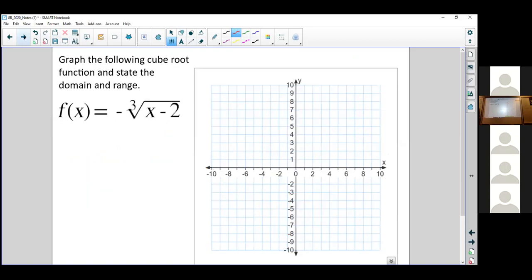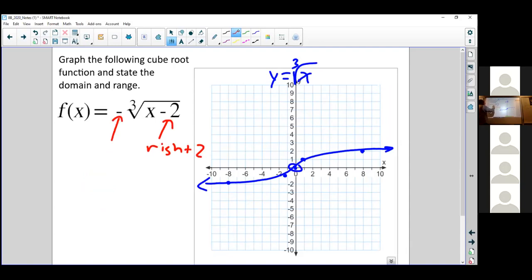Okay. This next graph, let's draw a parent function in first. So that's our parent function. We're going to focus on the 0 first. Okay, this is going to go right 2. This negative flips over the x-axis. Okay, so this 0 is going to come to right here. This 1 moves right 2, but it flips it over. So this is going to come down here.